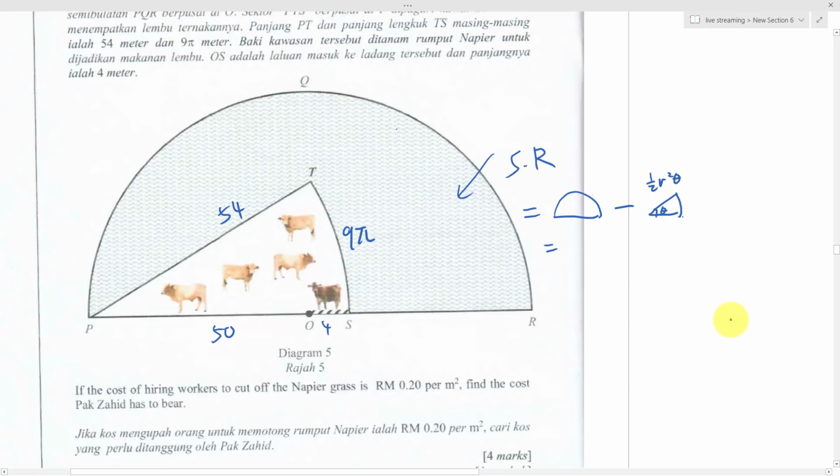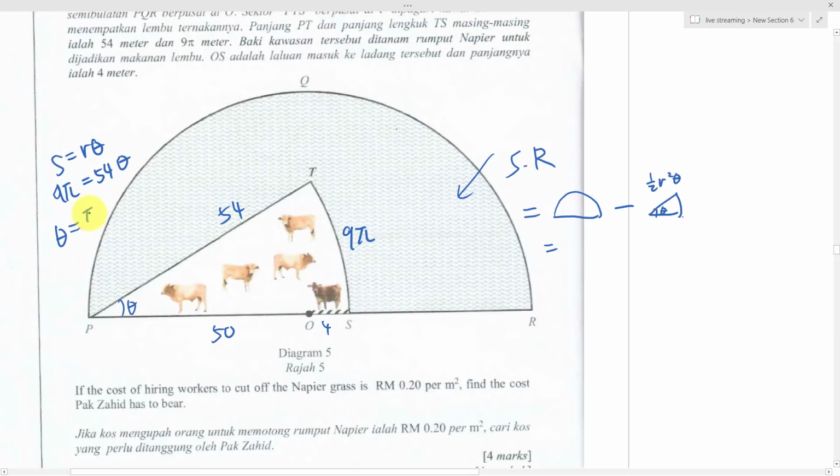So I want to find the angle. I have the arc length, right? S equals r theta. My arc length is 9 pi, my r is 54, and I can find my theta. So theta is basically 9 pi divided by 54.